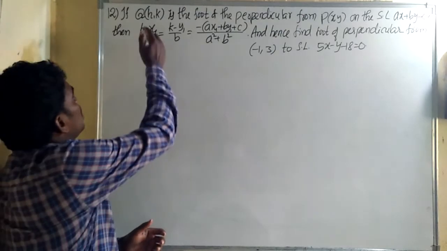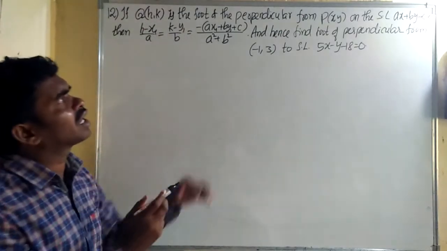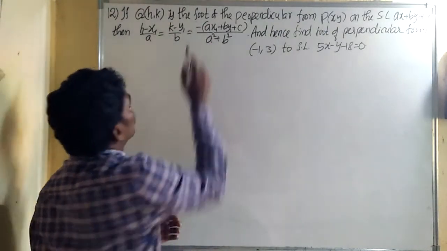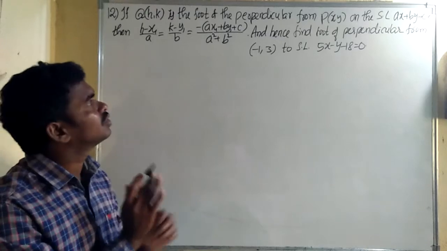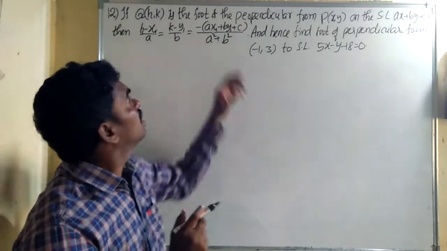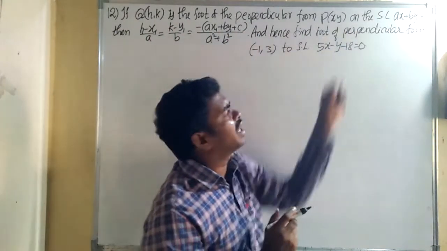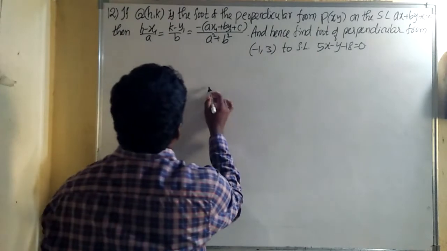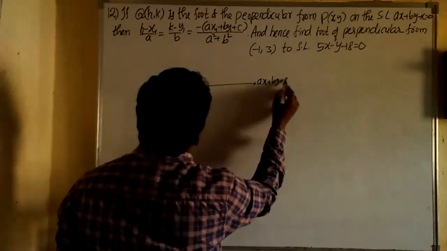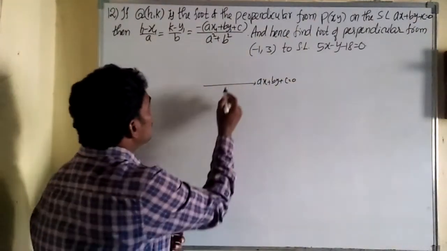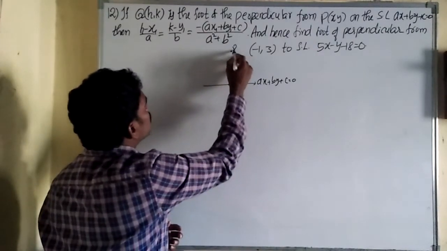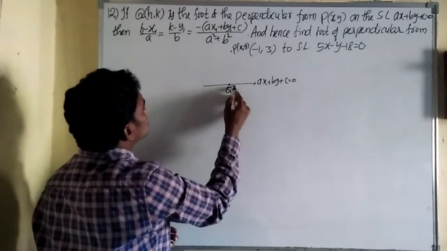So what is the question? Q (h comma k) is the foot of the perpendicular from P on the straight line. What is the given information? See, Q is the foot of the perpendicular. Q is some foot. Okay. From where? From the point P (x1 comma y1). Okay? Where is it? Q (h comma k) again is on ax plus by plus c. So very simple. Suppose this is the line ax plus by plus c equal to 0. Okay. Q is a foot on this line from a point P. So P is (x1, y1), Q is (h, k).